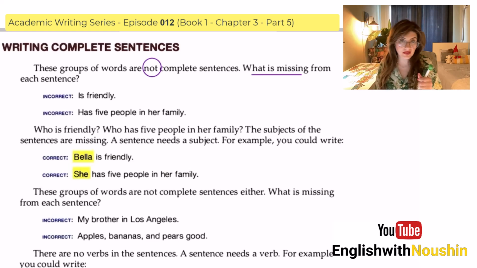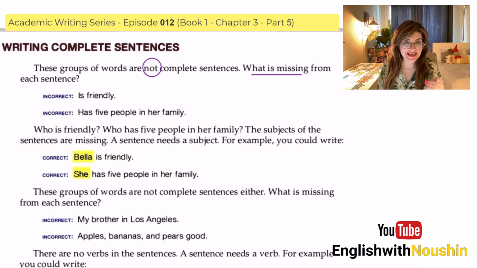Remember, a sentence needs a subject and a verb. So, "is friendly." Who is friendly? The subject is missing. "Has 5 people in her family." Who has 5 people? The subject is missing. The subjects of both sentences are missing.